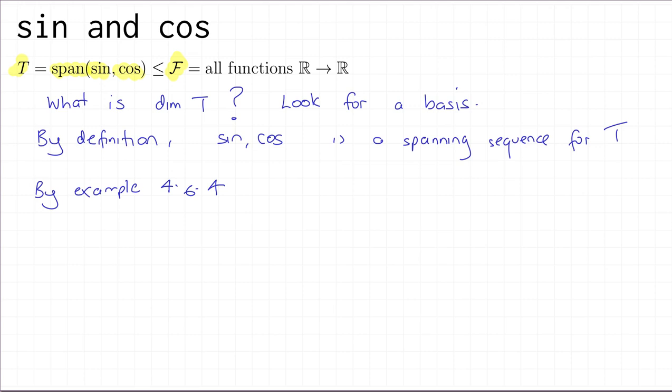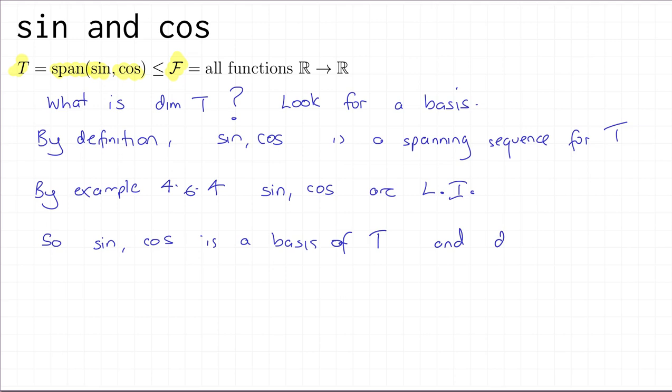So by that example, sine and cosine are linearly independent. So they are a spanning sequence for T. They are linearly independent. So the sequence sine and then cosine is a basis of T, and therefore the dimension of T is equal to 2.